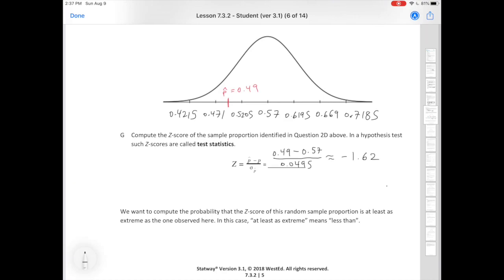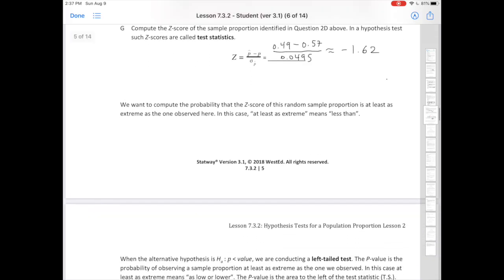Remember I said it would be around -1.5 standard deviations? So this does make sense, right? This agrees with what we were doing before. So let's keep going here.